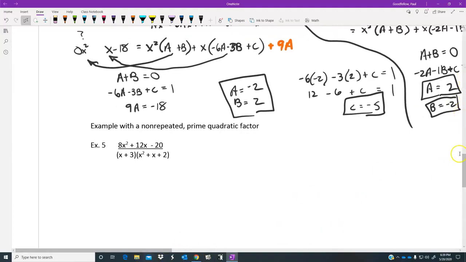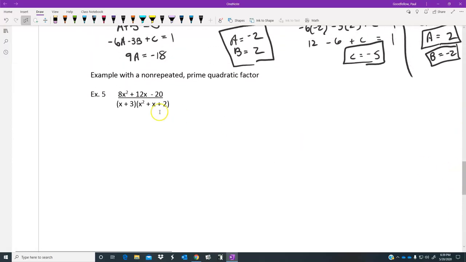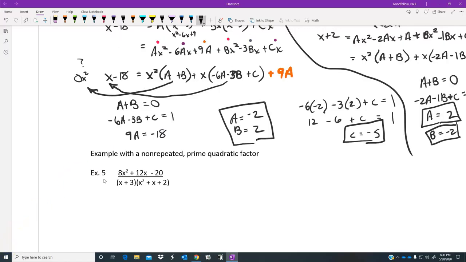Now, hopefully, we'll get a chance to see one of those in this section that we're coming up to, and we will try a non-repeating prime quadratic factor, and we'll come up with this guy in just a second. I'm going to stop right here at number 5 because this one ends up being a type 3 question.